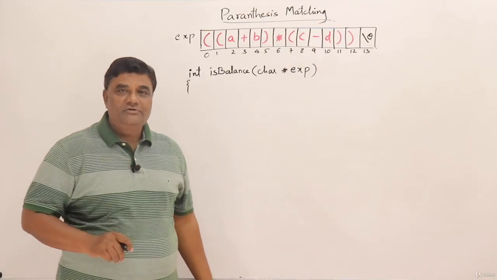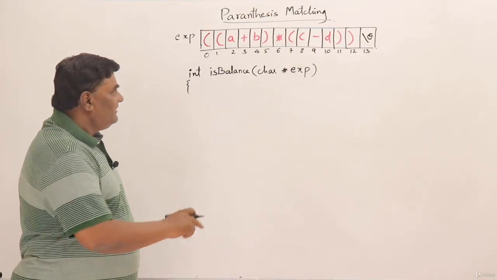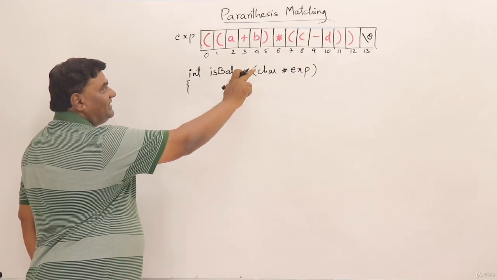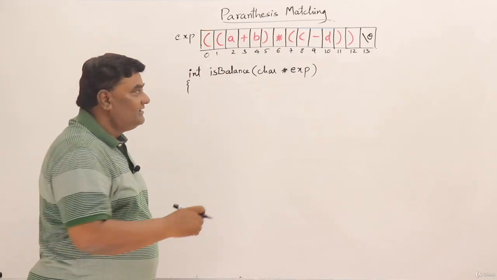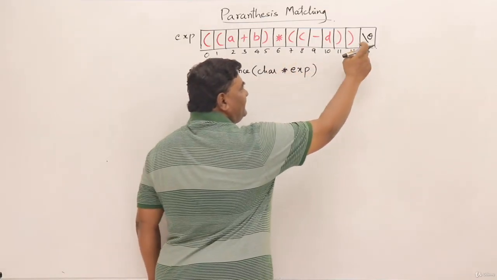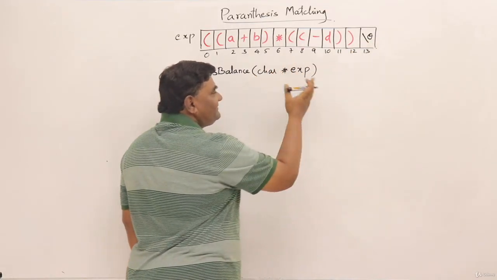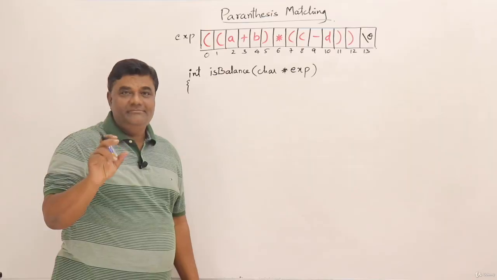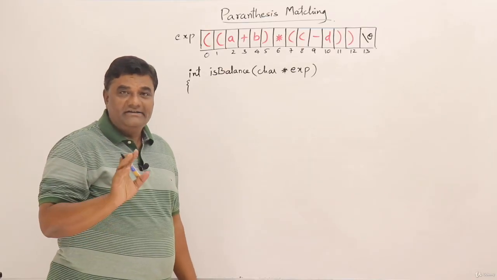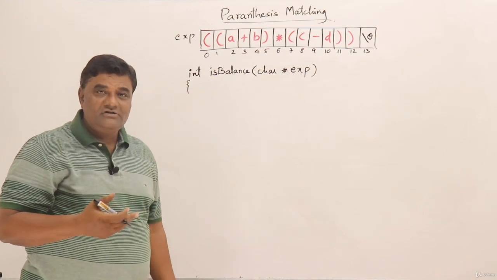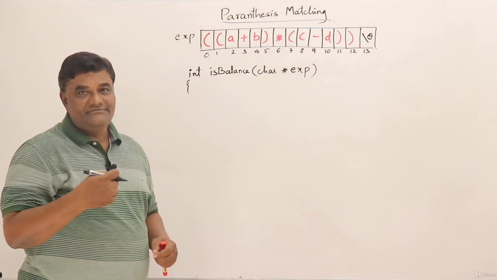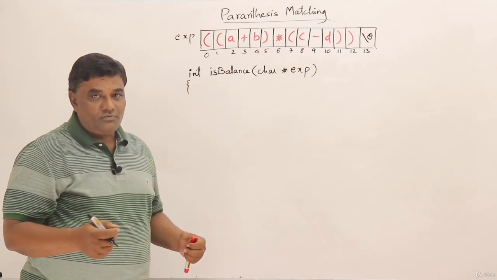Let us write a function for parenthesis matching. Here is an expression. I have taken it as an array of characters, that is a string, terminated by a null character. So the expression is represented as a string. Next, I have a function called isBalance, so it will check whether it is balanced or not. If it is not balanced, it will return false. If it is balanced, it will return true.